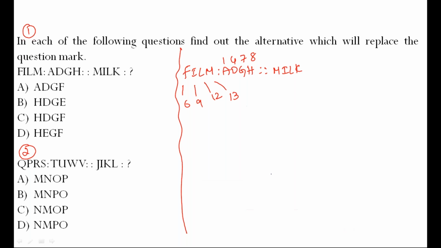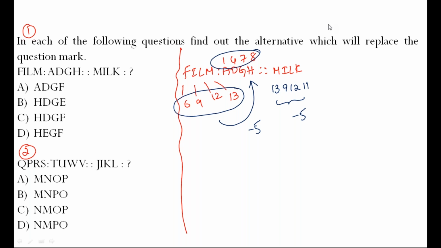First pair is minus 5. Here 6, 9, 12, 13. Here 1, 4, 7, 8. This is like minus 5. Now here same thing, 13, 9, 12 and 11. If you perform minus 5 for that, here what we'll get is nothing but 8, 4, 7 and 6. It's nothing but, okay, as 8 is H, this is D, G and F. Okay, HD, GF is your answer. Very good.